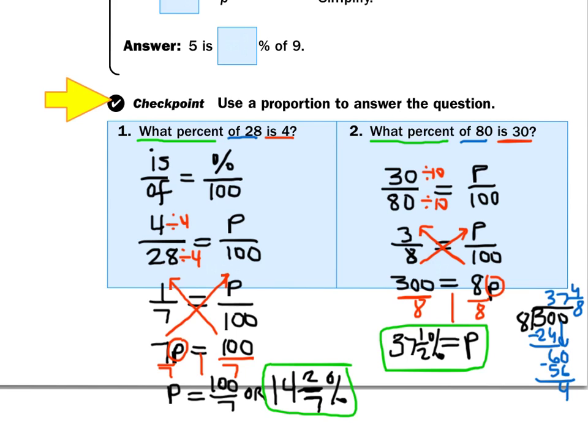Let's do the cross products. 8 times P gives us 8P. 100 times 3 gives us 300. Circle the P with your red, bring down the wall, divide both sides by 8. So P equals 300 over 8, which is the same as 37.5%. And I showed my work over here. If you don't believe me, it's over there.